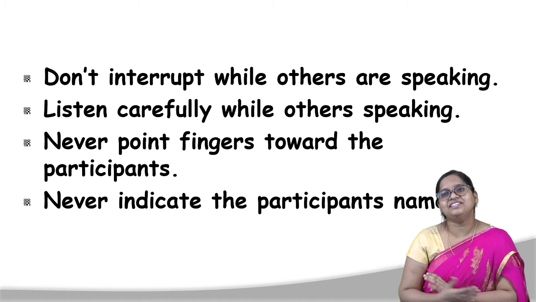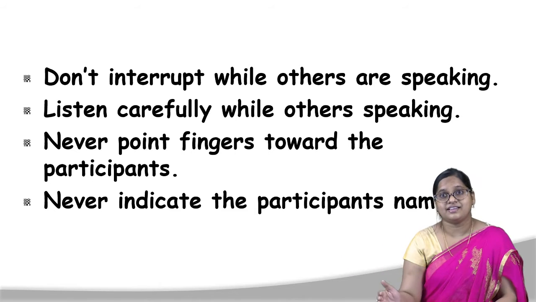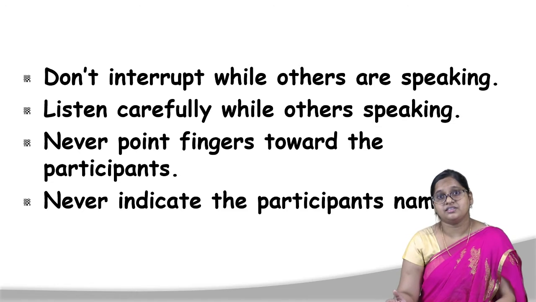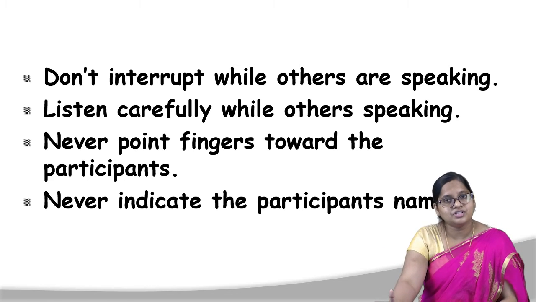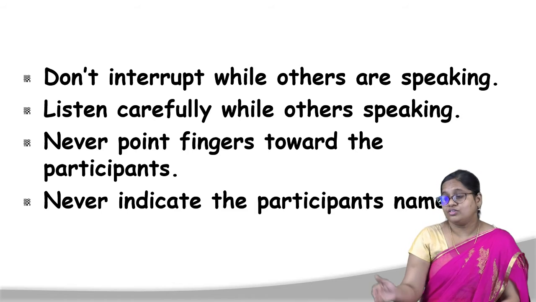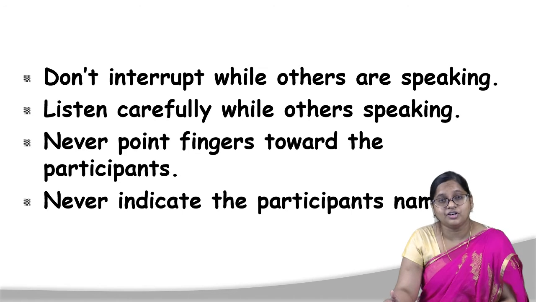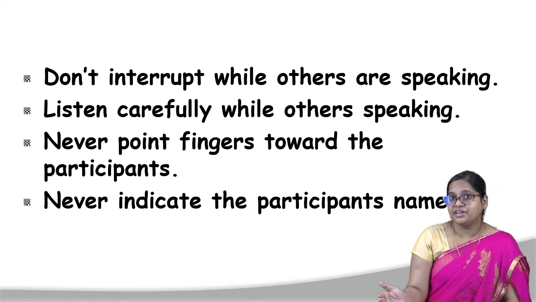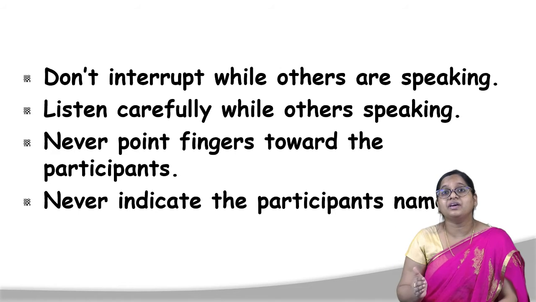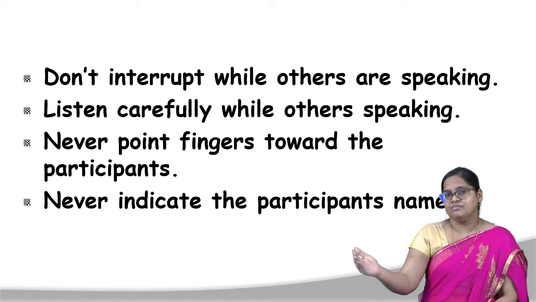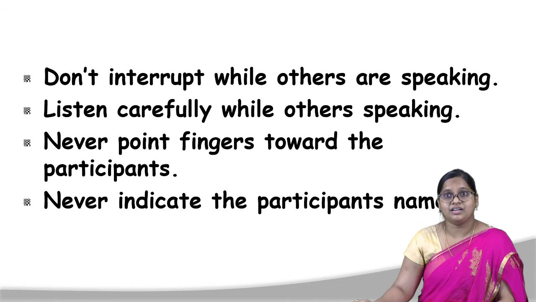Next, never indicate the participant's name. You can say, as my friend says, instead of saying, for example, as George says. In certain contexts, that's acceptable, but you have to check for the environment whether you can use it. You can say, as this gentleman has said, or this lady has pointed out, or my friend John has pointed out, or my friend Rita has pointed out. You can address them very politely as friends, or as Mr. or Mrs., but just don't say Rita said, John said, like that. So never indicate the participant's name.